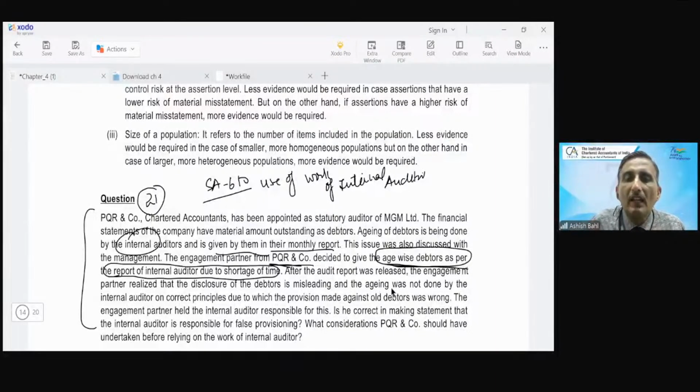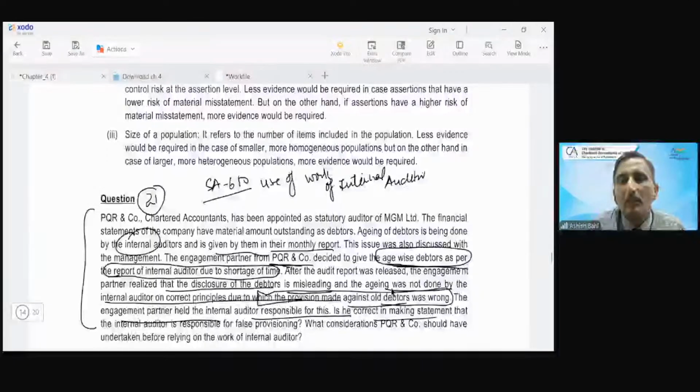So after the audit report was released, the engagement partner realized that the disclosure of debtors is misleading and the aging was not done by the internal auditor on correct principles. As a result of which wrong provisions were made. Clear? So the engagement partner held the internal auditor responsible for this.